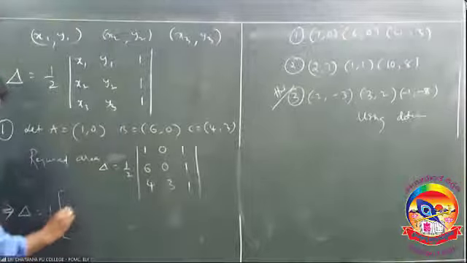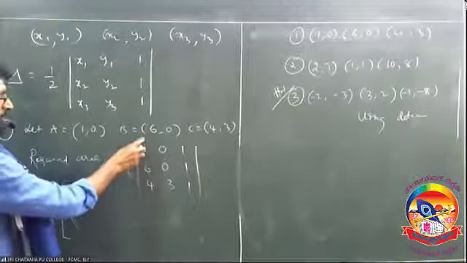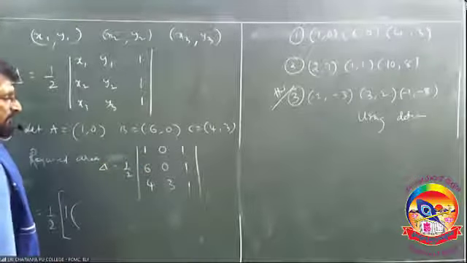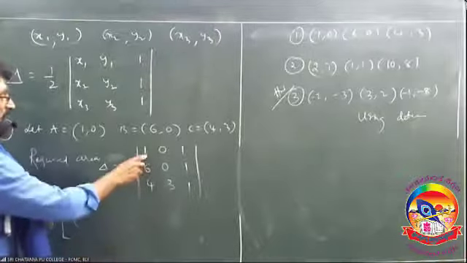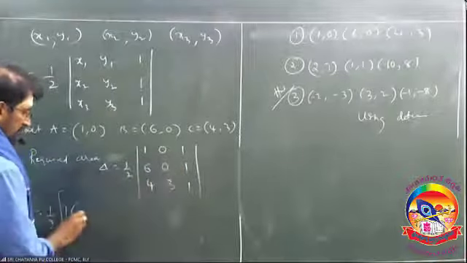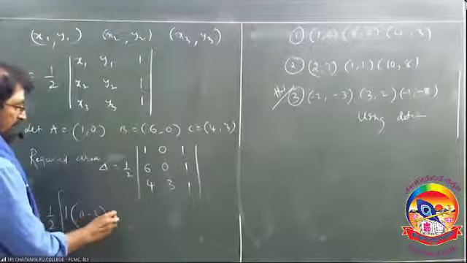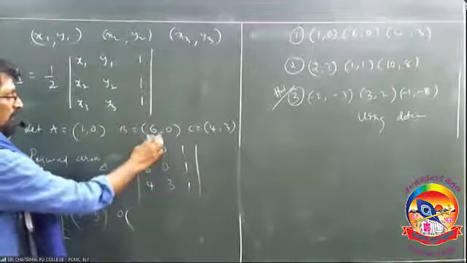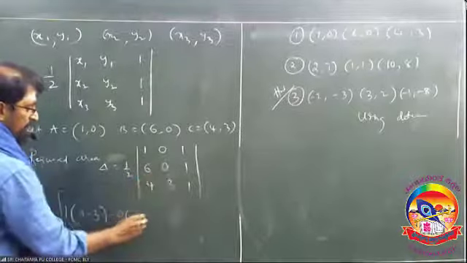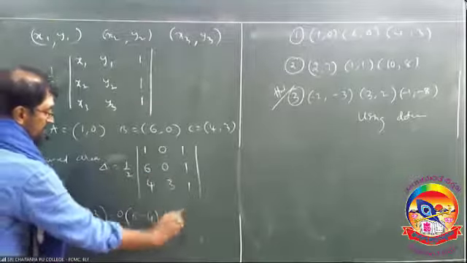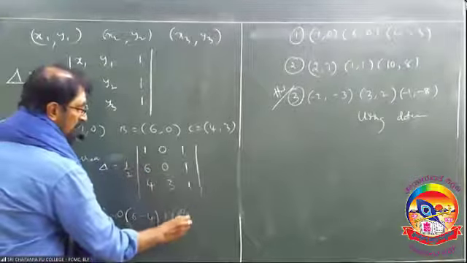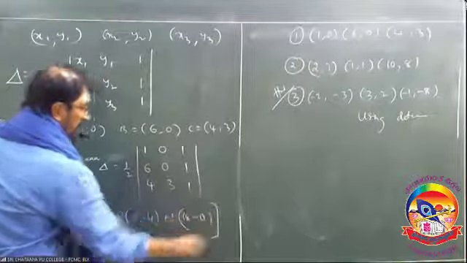1 into, observe, 1 into this column. I am going to repeat that expansion of the determinant. If it is possible, you can do it, otherwise listen carefully. 1 into, excluding this column and this row, you are going to get 0 minus 3, minus 0 into, excluding this column and this row, you are going to get 6 minus 4, plus 1 into, excluding this row and this column, 18 minus 0. I am going to repeat it.